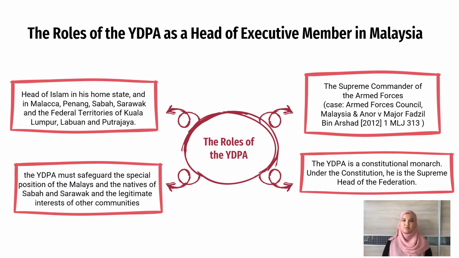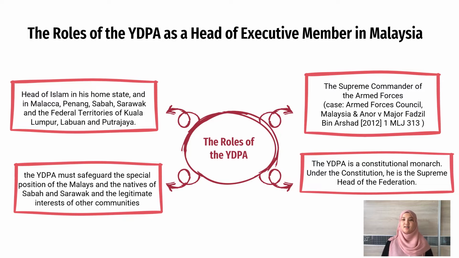For the next part, which is the role of the YDPA as the head of executive member in Malaysia. So, what is the role of the YDPA? First and foremost, the Yang di-Pertuan Agong is the head of Islam in his home state and in Malacca, Penang, Sabah, Sarawak and the Federal Territories of Kuala Lumpur, Labuan and Putrajaya. Second, under Article 153 of the Federal Constitution, the Yang di-Pertuan Agong must safeguard the special position of the Malays and the natives of Sabah and Sarawak and the legitimate interests of other communities.